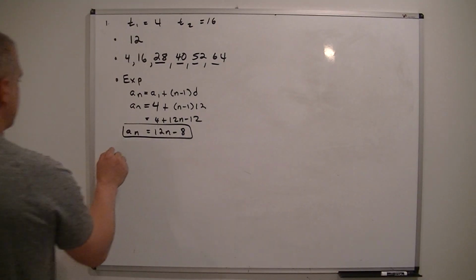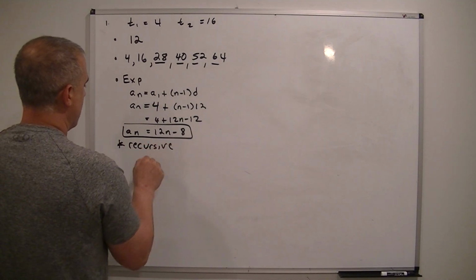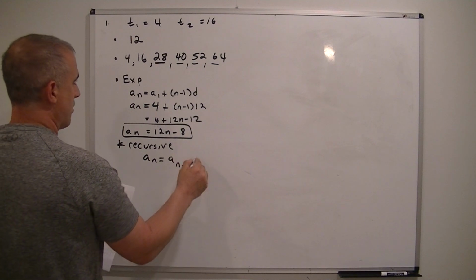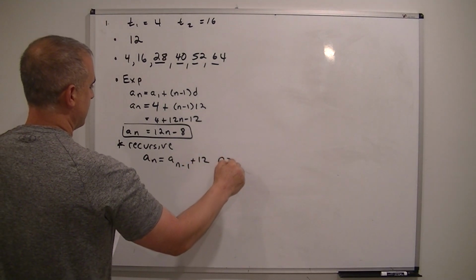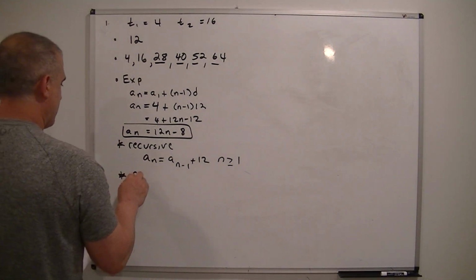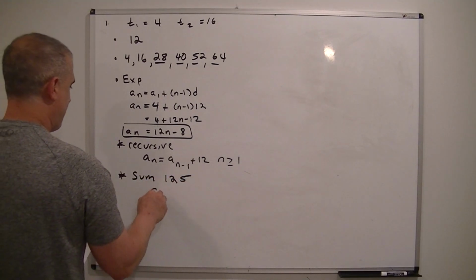The recursive formula, okay, you learned this from Algebra 2, is a sub n equals a sub n minus 1, which means the previous term, plus 12, where n is greater than or equal to 1, okay? Find the sum of the first 125. You use the formula.